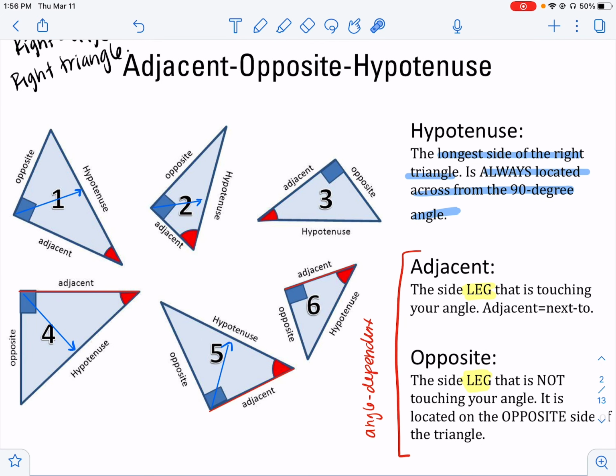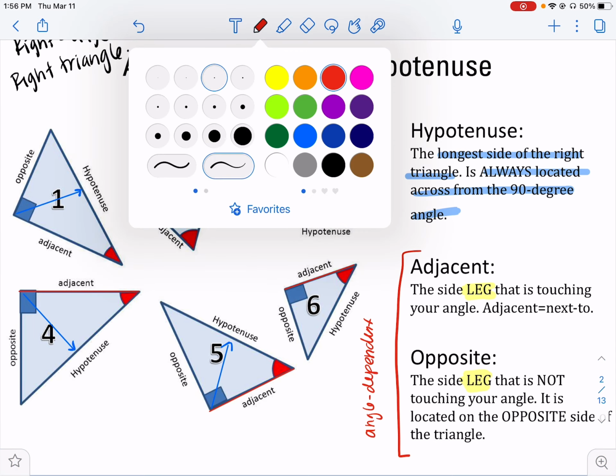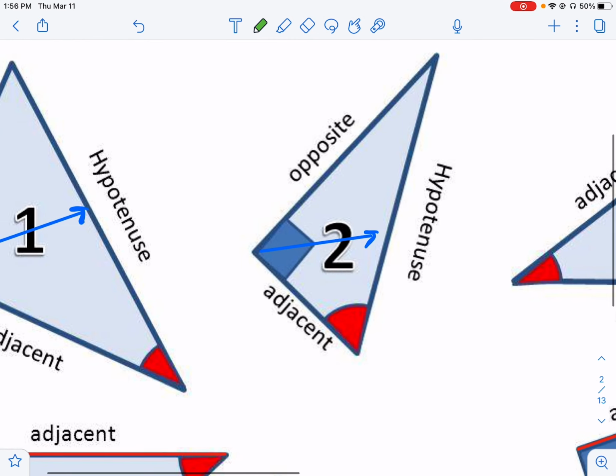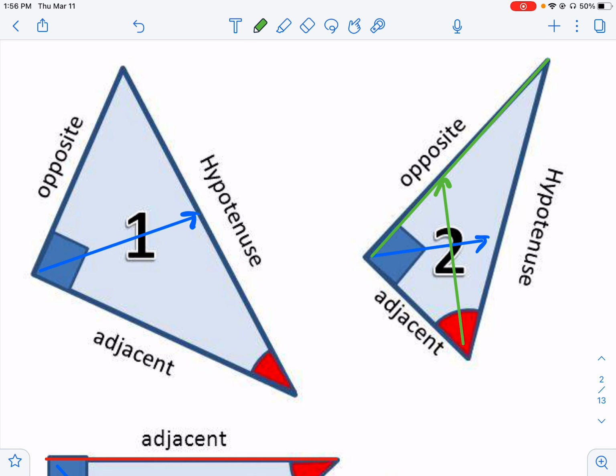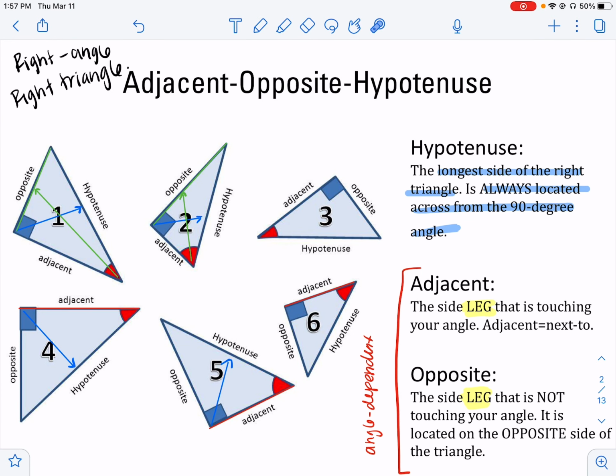Therefore, your opposite is the one that is not touching your angle, and you're going to find it on the opposite side of the triangle. So if I look at the angle that we've been highlighting, I can draw all the way to the other side of the triangle, and that is where I'm going to locate my opposite leg. Notice that this one does not touch my specific angle. It's actually the only side of the triangle that does not touch my specific angle. We simply call it the opposite because you find it on the opposite side of the triangle. So once we can feel pretty comfortable with this, this is the biggest part, like I said.